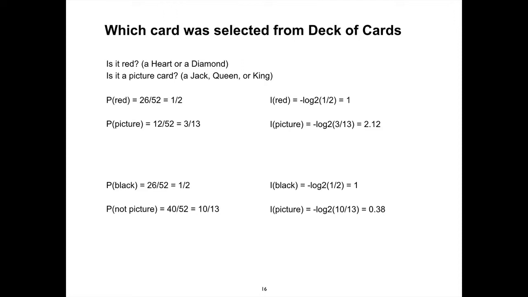So if we ask the question, is it red or not, we get the same amount of information, because either half the time it's yes and half the time it's no. If we ask if it's a picture card, sometimes we get more information. We actually shrink down the possibilities much farther, depending upon the answer. But that doesn't tell us which one to pick, right?